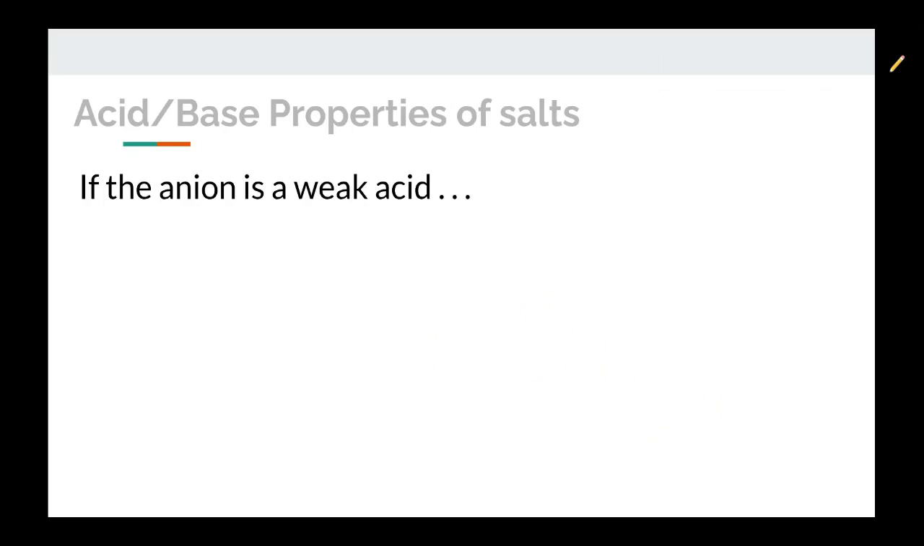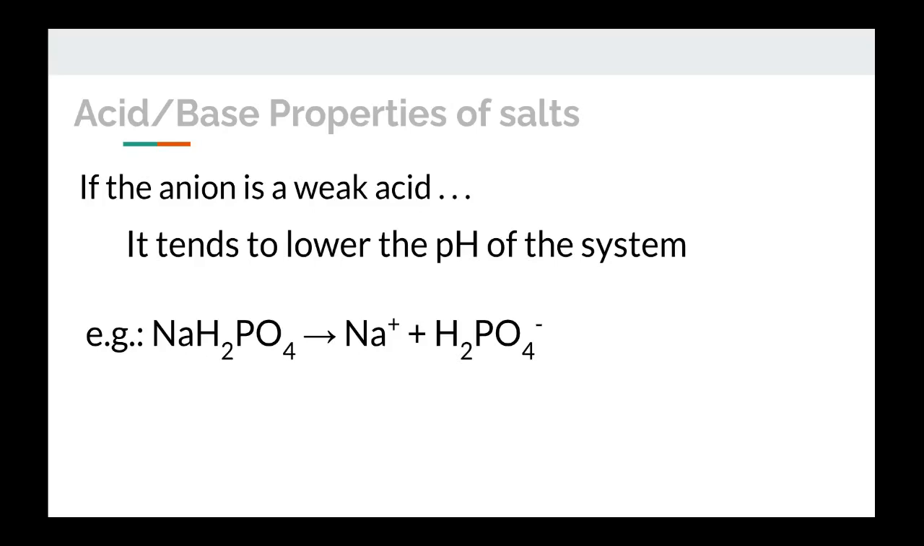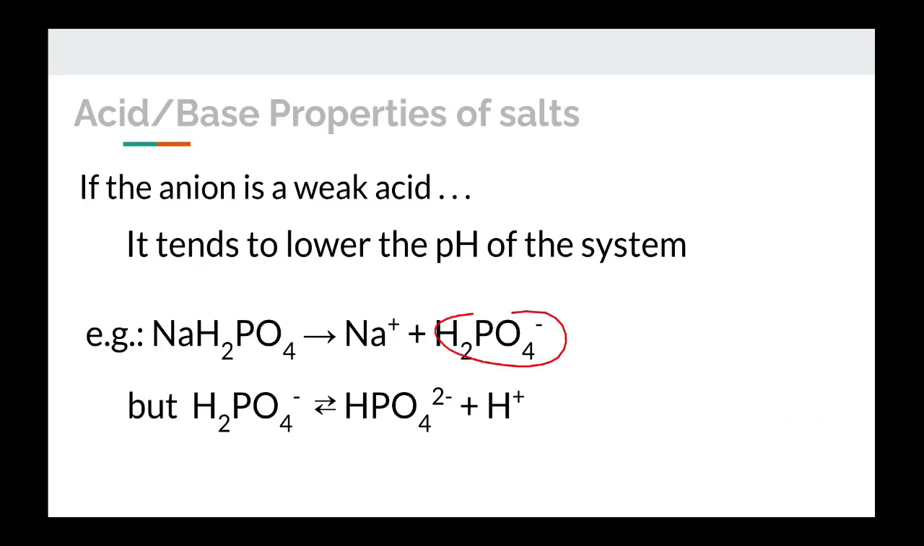The last case is the anion itself could be a weak acid. If that's the case, it's going to tend to lower the pH of the system because it's going to do its acid thing and produce more H pluses in the solution. An example of this would be sodium biphosphate or sodium dihydrogen phosphate. It produces this H2PO4 minus ion, but that is an acid. And so it's going to dissociate, give you HPO4 2 minus, and release some H plus into the system. These are pretty easy to spot because they start with H. Anions that start with H, they're weak acids themselves, and they're going to lower the pH of the system.